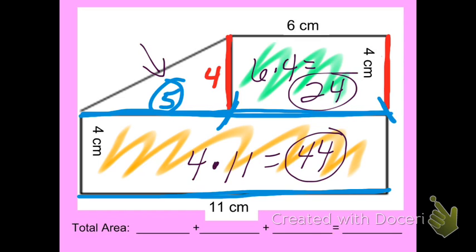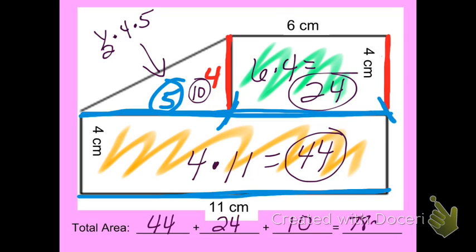Now, remember, the formula is 1/2 times the base times the height. So 1/2 times 4 times 5. What do we get? 10. So 10 is our answer there. Now we've got to add the 3 together. 44, 24, and 10. Add those together, and what do you get? 78 centimeters squared.